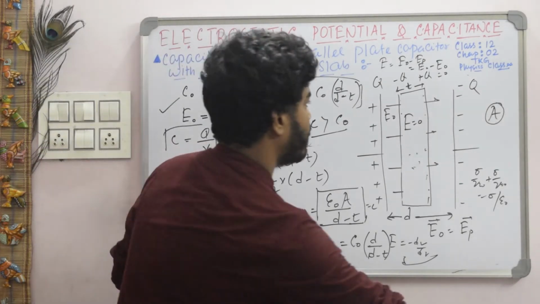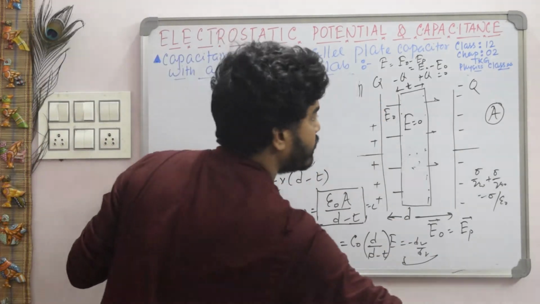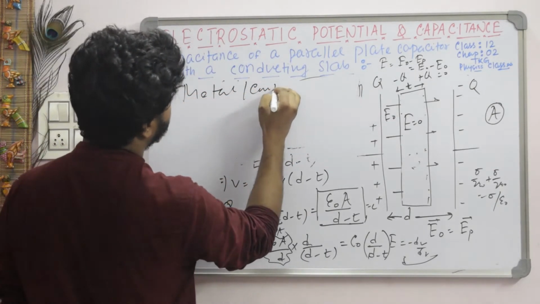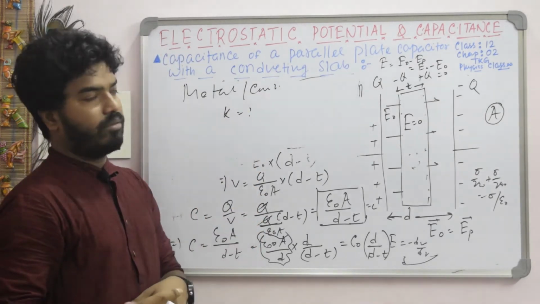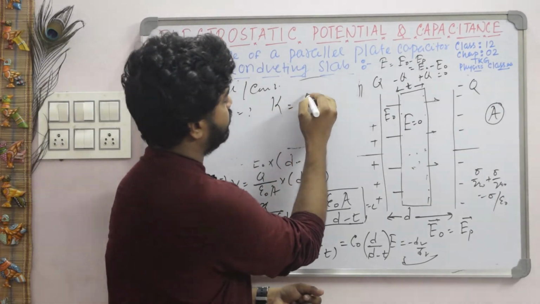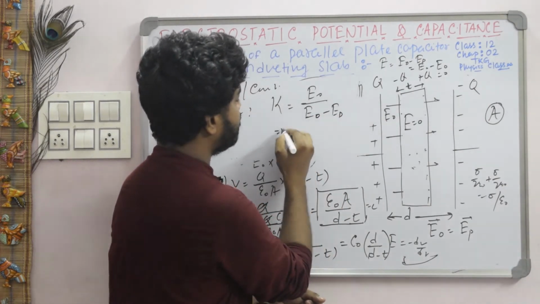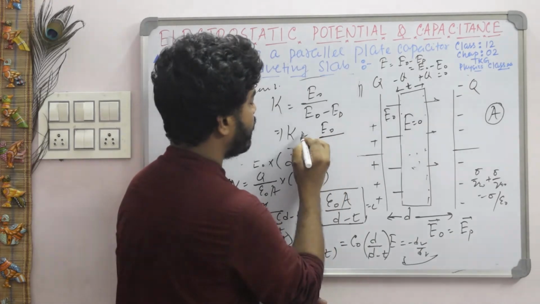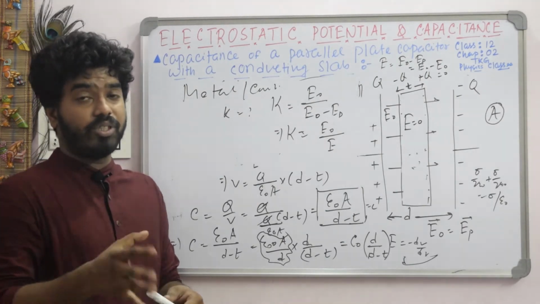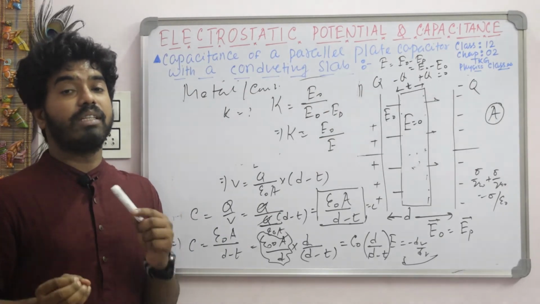Suppose there is a question where you have to find the dielectric constant for a conductor or metal. What will be the answer? You know that K is equal to E naught divided by (E naught minus E P). That means the dielectric constant is defined as E naught divided by E. What is E naught? The initial, original electric field. And E naught minus E P means the net electric field.